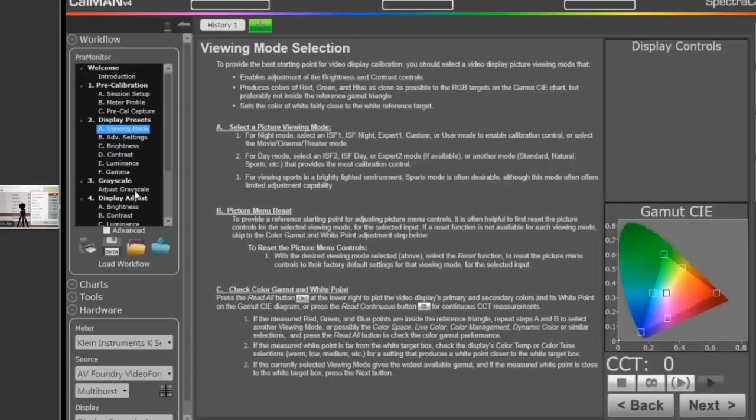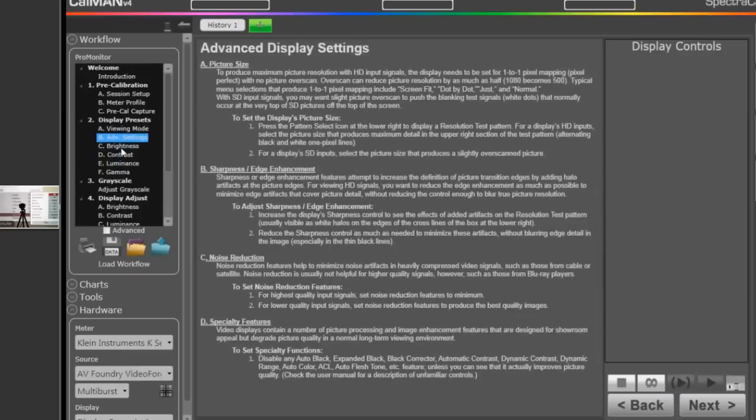In the display preset section, we see that we have instructions that cover just the things that I've been talking about up until now. In the viewing mode section of the workflow, we get instructions here for selecting an appropriate picture viewing mode and for possibly selecting an appropriate color space. In the next step, we have the additional settings that I was just speaking to, for setting picture size, sharpness, noise reduction, and those specialty functions. The instructions are here to help us to appropriately set the menu settings for each of those different types of adjustments.